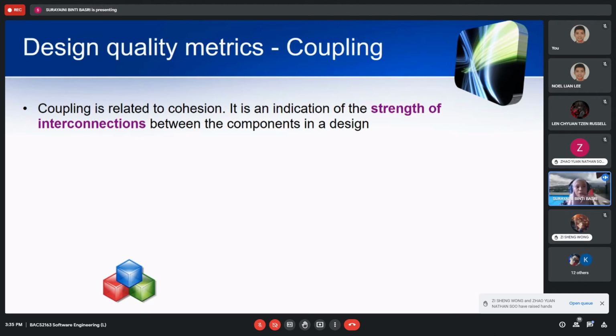Okay, so guys and girls, we proceed to our second quality metric, which is coupling. In this coupling, this is very much related to cohesion. If cohesion is the degree of closeness of each of the modules that you group together, for the coupling, it is the indication of the strength of the interconnection between the components in the design.